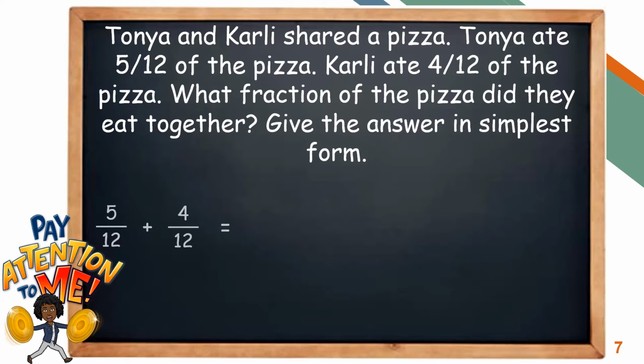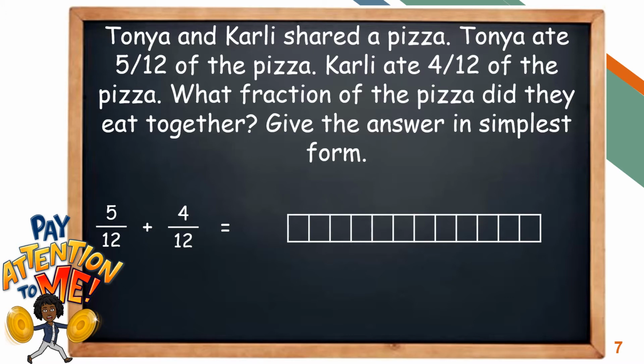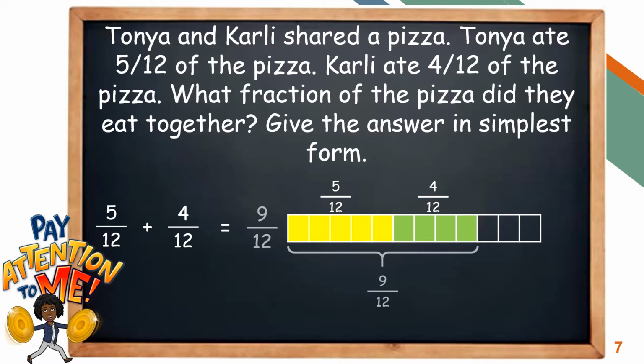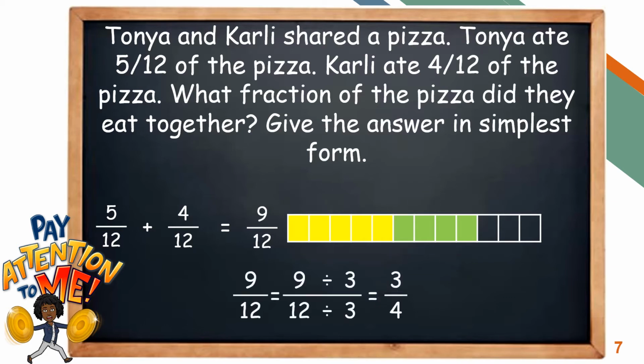Let's use a model to help us add. First, we shade 5/12 and then 4/12. When we count them all together, we get 9/12. Notice the denominator did not change because we are counting pieces of the same whole. 9/12 is not in its simplest form because both 9 and 12 can be divided by 3, which changes the fraction to 3/4. So our answer in simplest terms is 3/4.